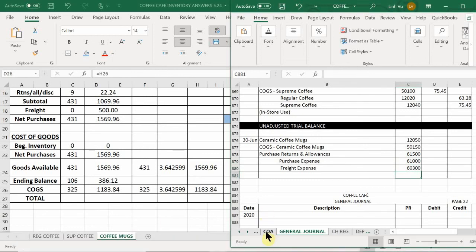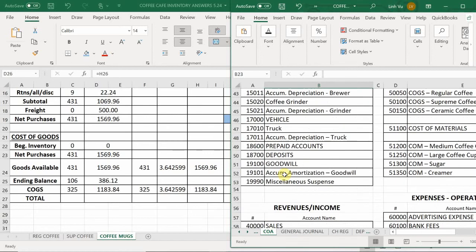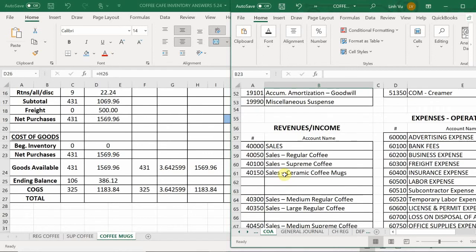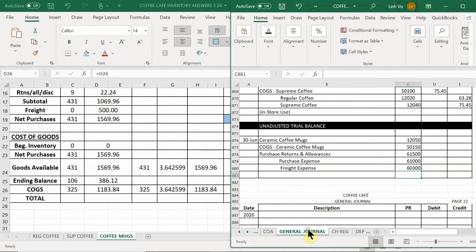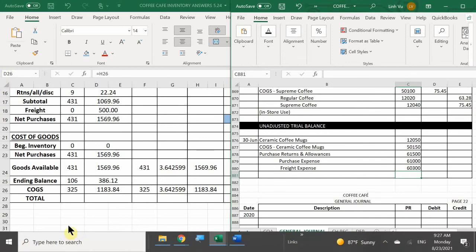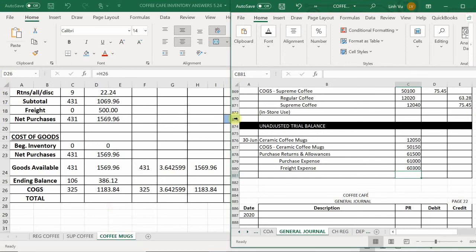Let's double check. Freight expense is 6,300. Okay. So what numbers are we going to be plugging into each one? How much of the inventory for ceramic coffee mugs are we going to actually be debiting?